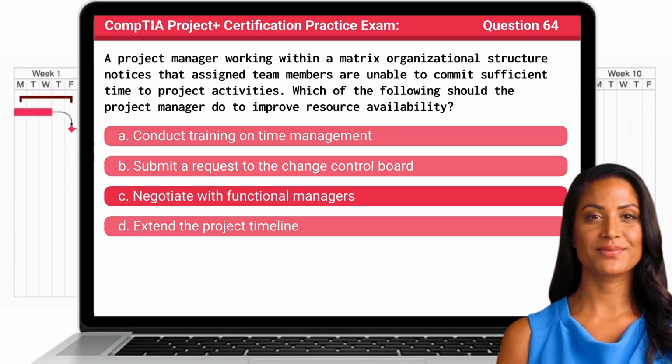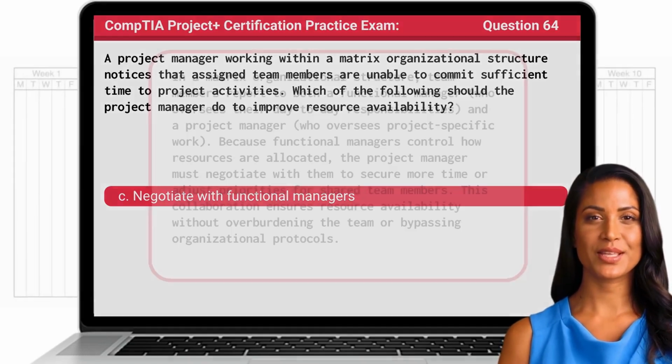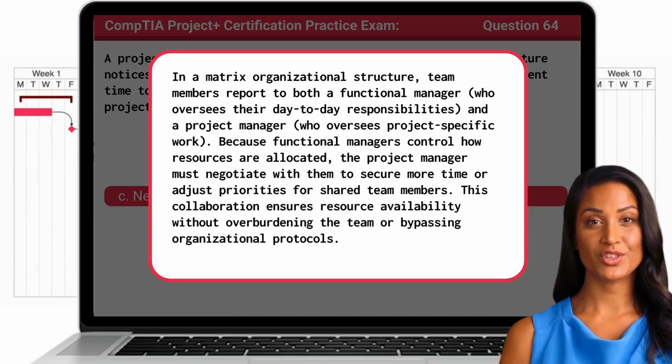The answer is C. Negotiate with functional managers. In a matrix organizational structure, team members report to both a functional manager who oversees their day-to-day responsibilities and a project manager who oversees project-specific work.